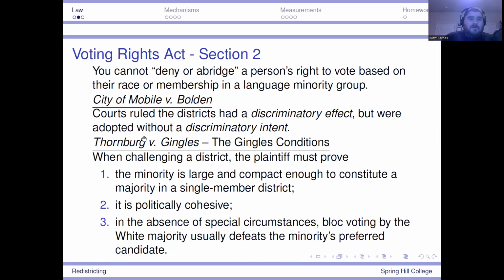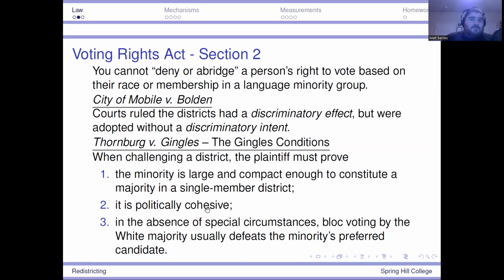And another one, Thornburg versus Gingles, actually set forth some guidelines that people need to use in order to prove whether something has been gerrymandered or not. So if you're challenging a district, the things you need to prove are that the minority in your district is large and compact enough to constitute a majority in a single member district.